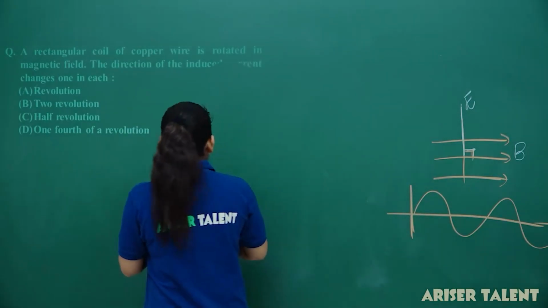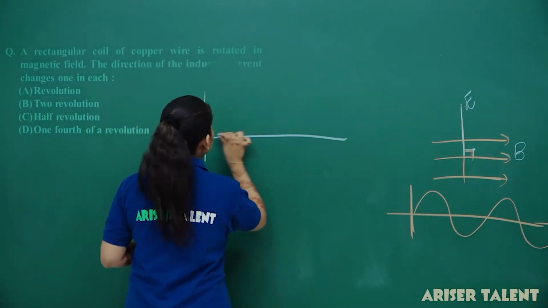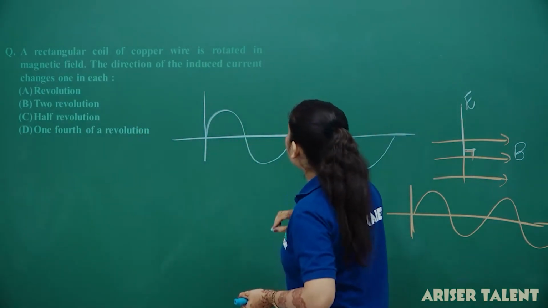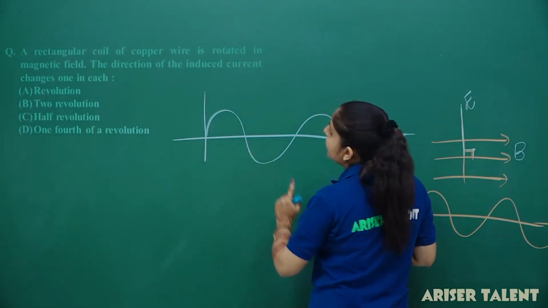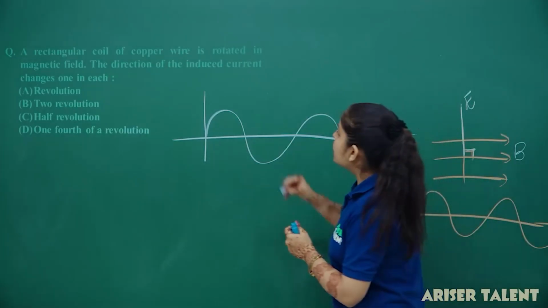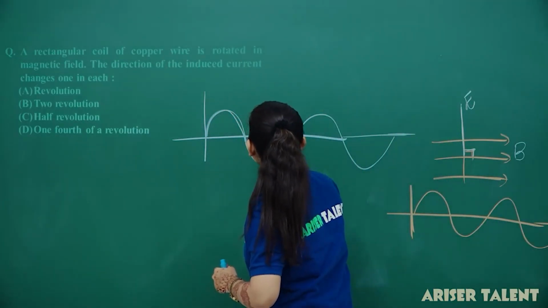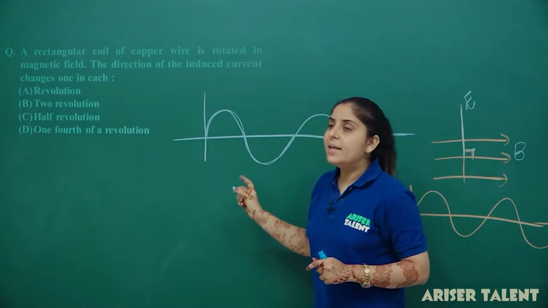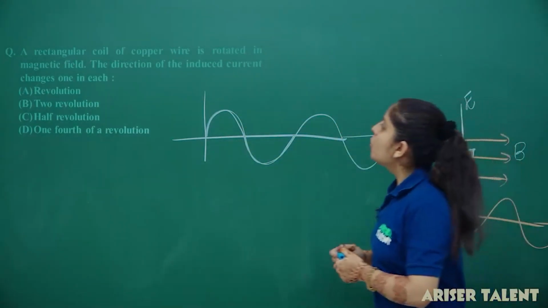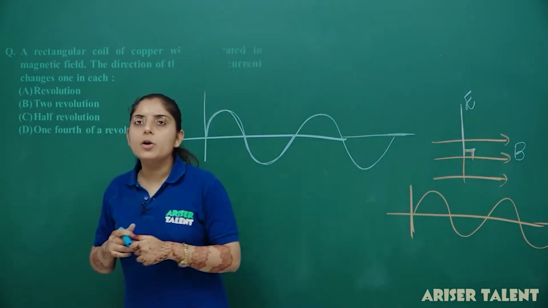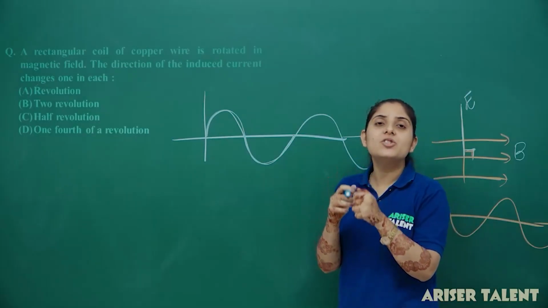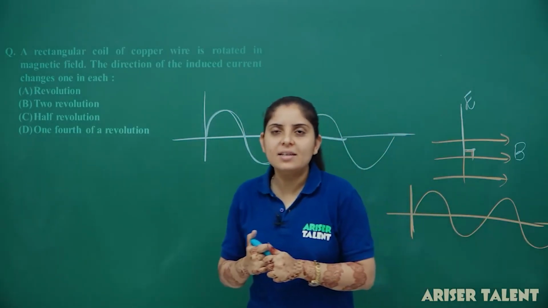I told you that if I consider this cycle of AC, you can see that it changes its direction only in 2 revolutions, because this may be considered as one complete revolution for changing the direction. So this is our one complete wave for determining the direction. We are considering that a rectangular coil of copper is rotated in a magnetic field, and we have to find out how many times the induced current changes its direction.